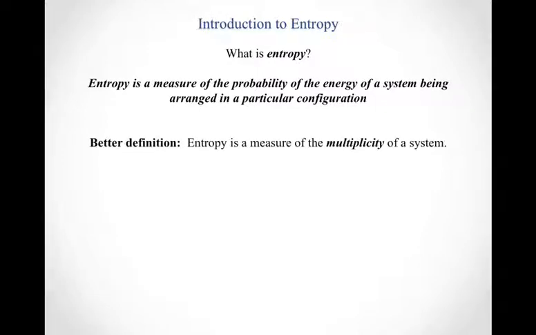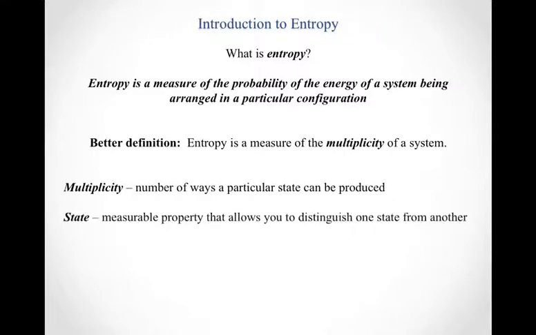What this really has to do with is what's known as the multiplicity of a system. Entropy is a measure of the multiplicity of a system, and what the multiplicity is trying to tell you is the number of ways a particular state can be produced. By a state, we simply mean something that's measurable so that you can distinguish it from all the other states. For a particular state, let's figure out all the different ways that the energy can be arranged to produce that particular state, and then the entropy will be a measure of that number of ways.